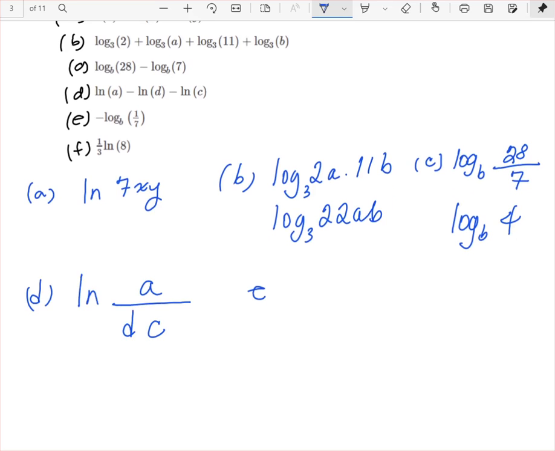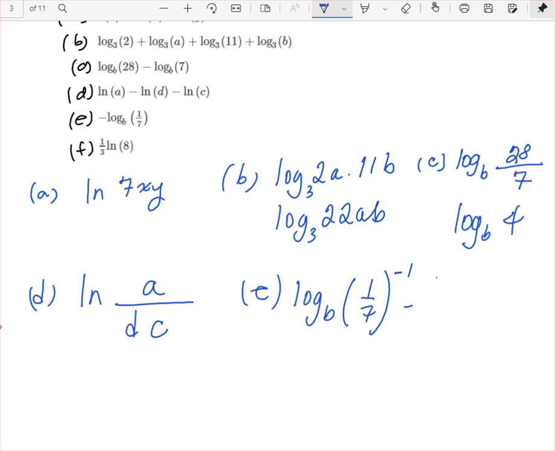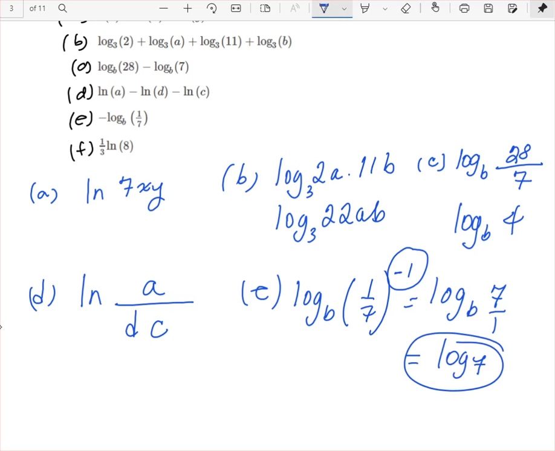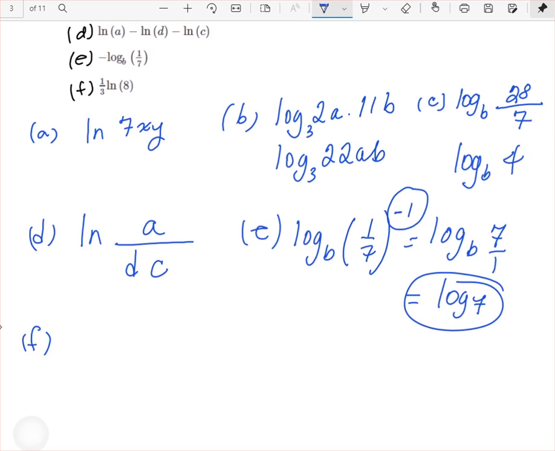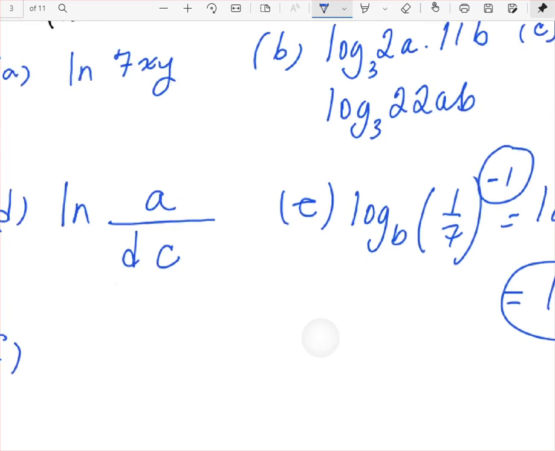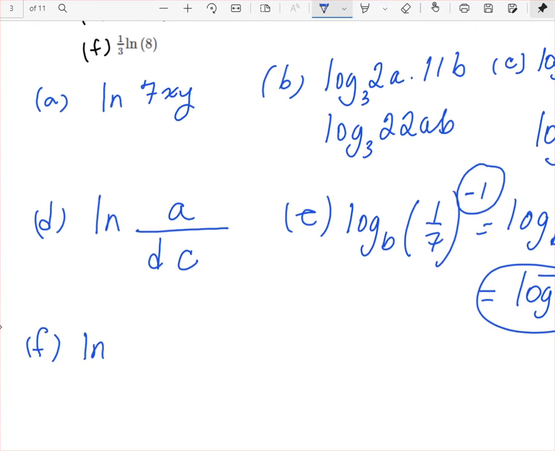Letter E, the negative goes to the front of the log. So in reality, this would be 1/7 to the negative 1, which is the same as just log b of 7. The negative exponent flips the fraction, so this is log b of 7 over 1, which is just log b of 7. And then finally F, the 1/3 comes to the front of the log, or the ln of a to the 1/3. And if you put that in the calculator, it's ln.